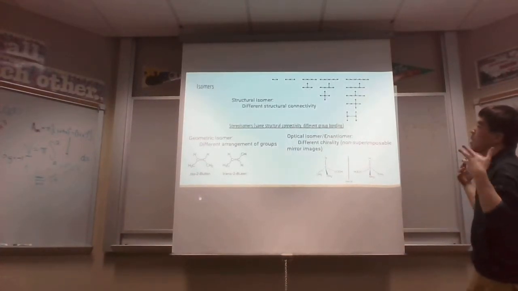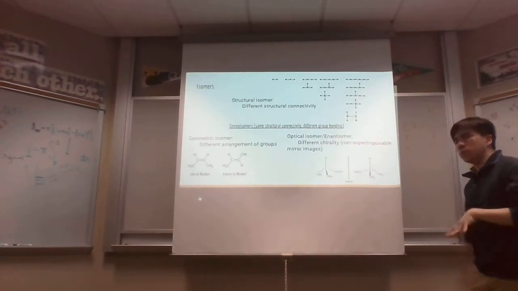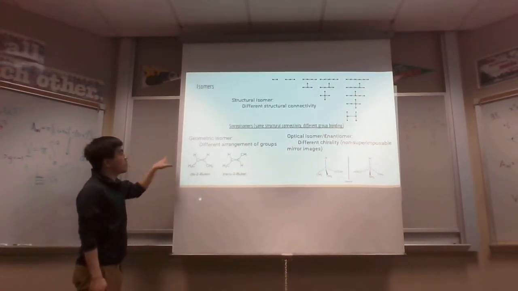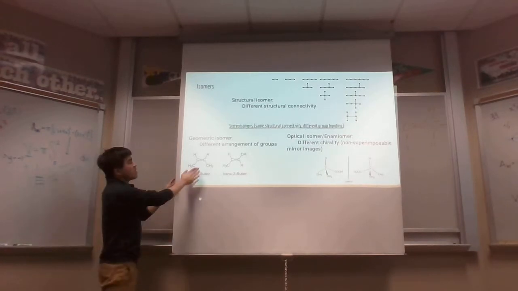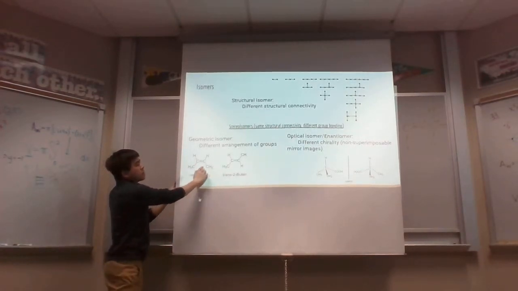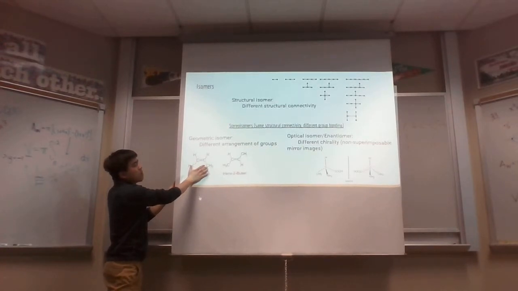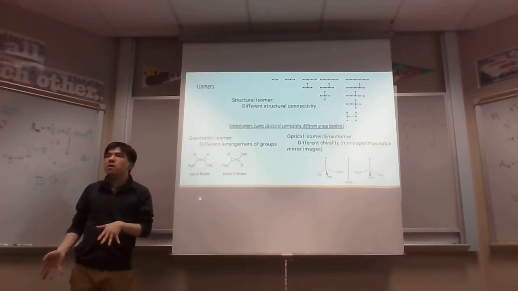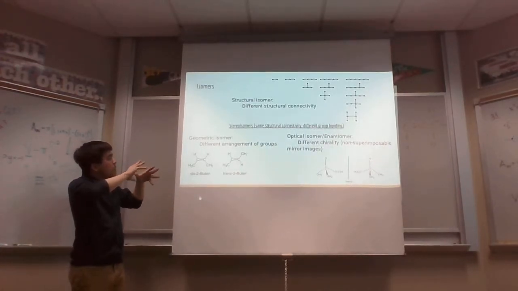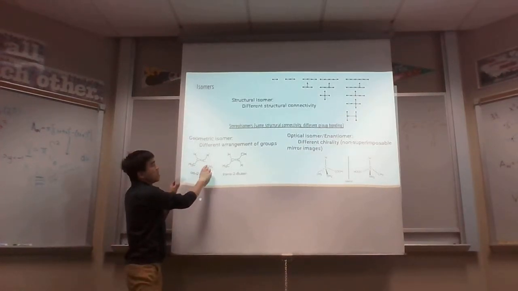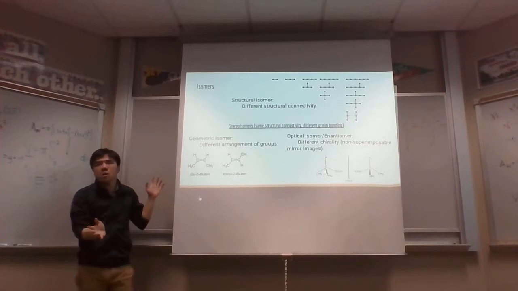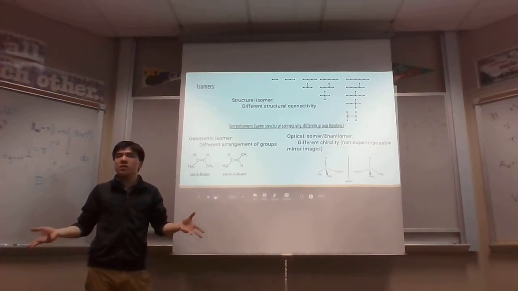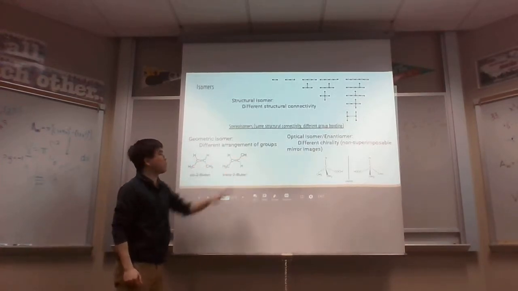Stereo isomers are isomers with the same structural connectivity but different group bonding. For example, here with these geometric isomers, which are just different arrangements of groups, you have this molecule which has both the methyl groups on one side with no hydrogen in between, but here you have a hydrogen in between them. So they're the same chemical formula, but a different arrangement of the groups. But if you look, the carbon chain is still a straight 4. There's no off branch. The carbon chain is not different, but the groups are different. The methyl groups are arranged differently. And this is trans.